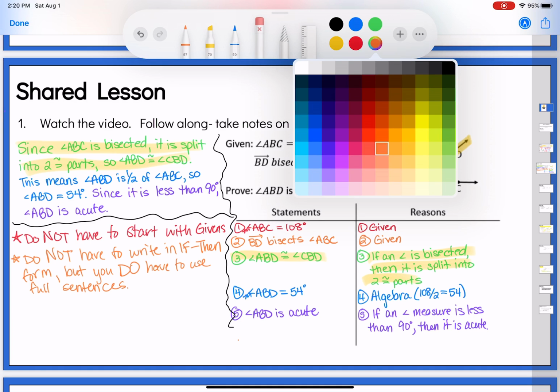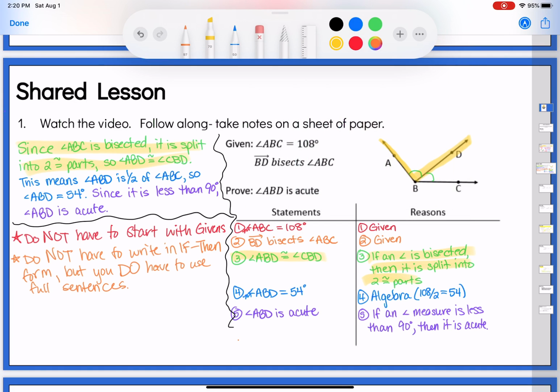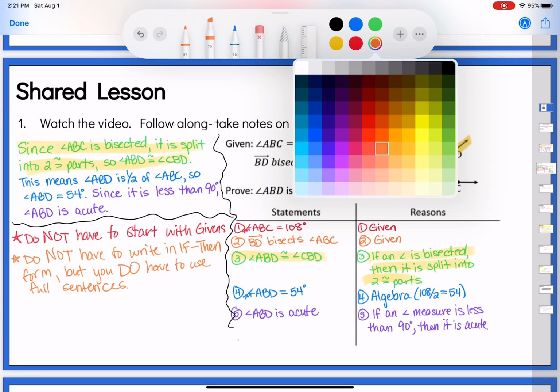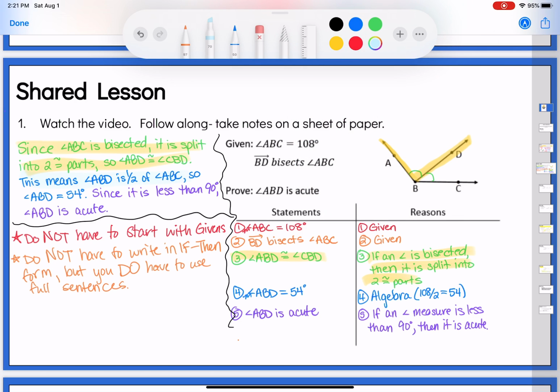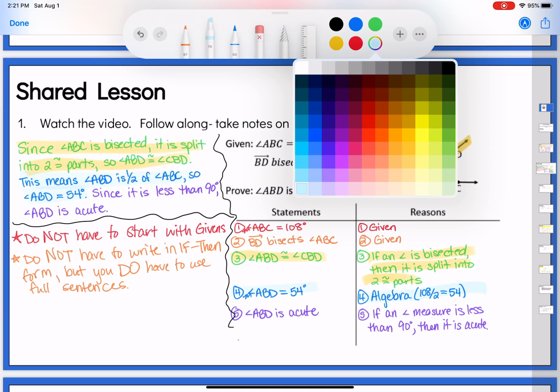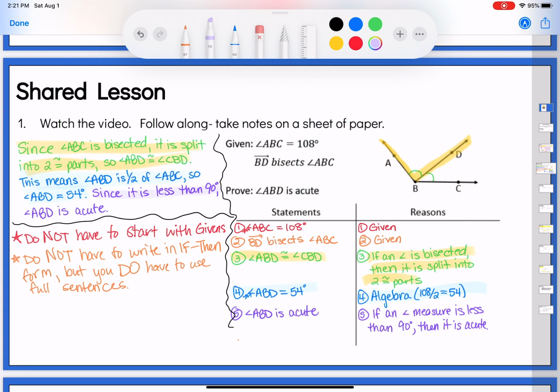So look at the next one, which also aligns to the next step. Here, this means angle ABD is half of ABC, so it equals 54 degrees. There's your statement and your reason all in that sentence. And then if you take a look at that last one, since it's less than 90, angle ABD is acute, there's your statement and your reason all in the same sentence.